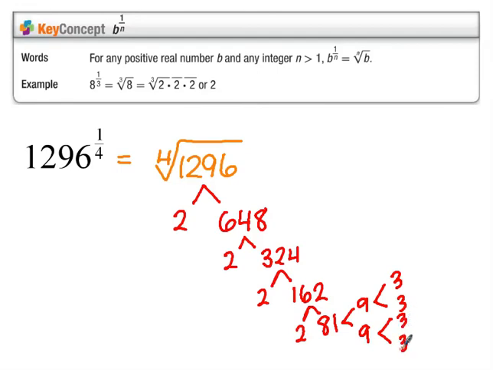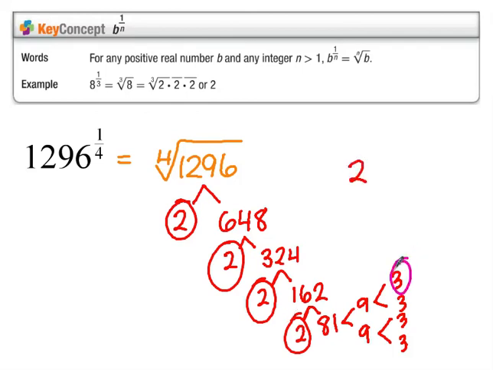What am I looking for? Groups of what? 4. So let's see. 1, 2, 3, 4. I have 4 what? 2s. Okay, what else do I have 4 of? 1, 2, 3, 4. 4 3s. What do you do with the 2 and the 3? Multiply, and you get 6. So that would be your answer.